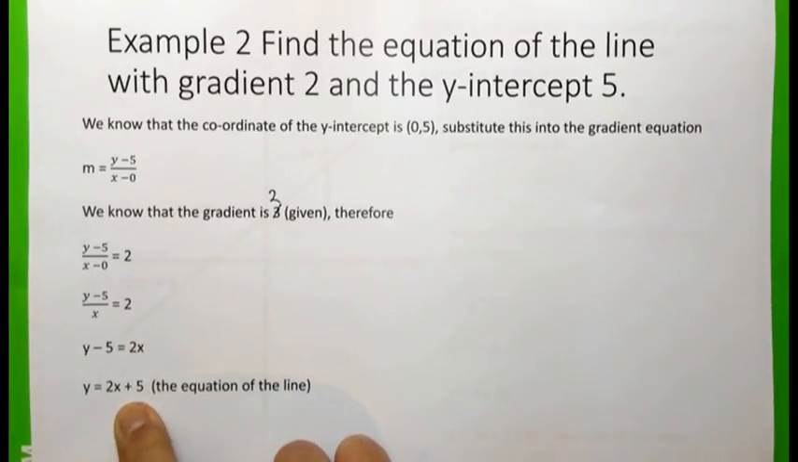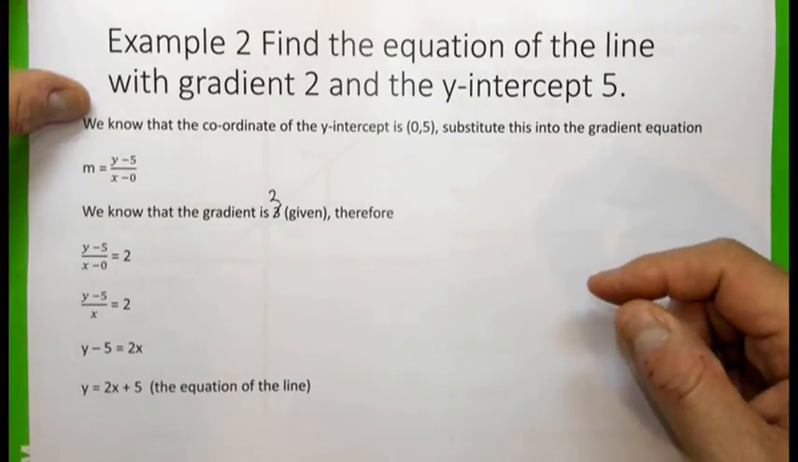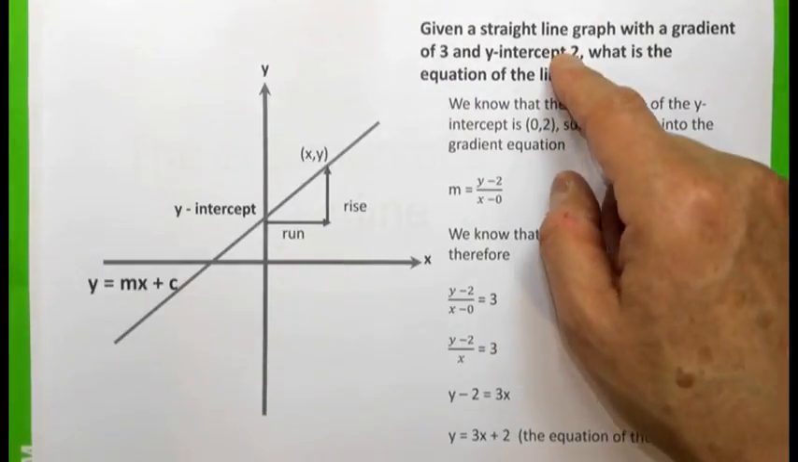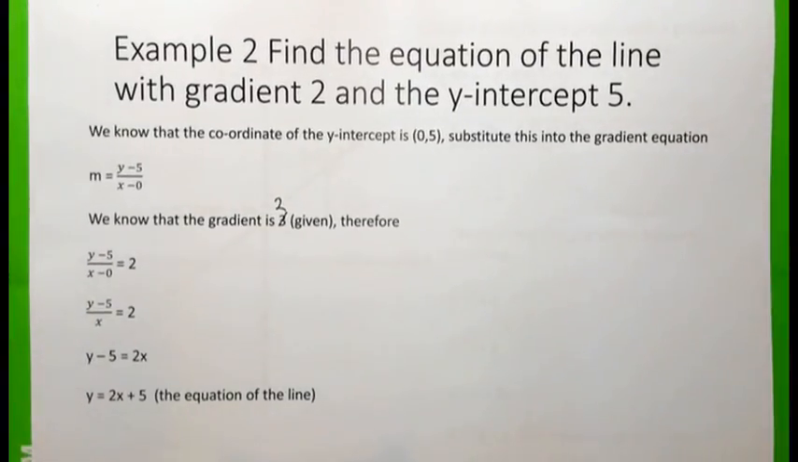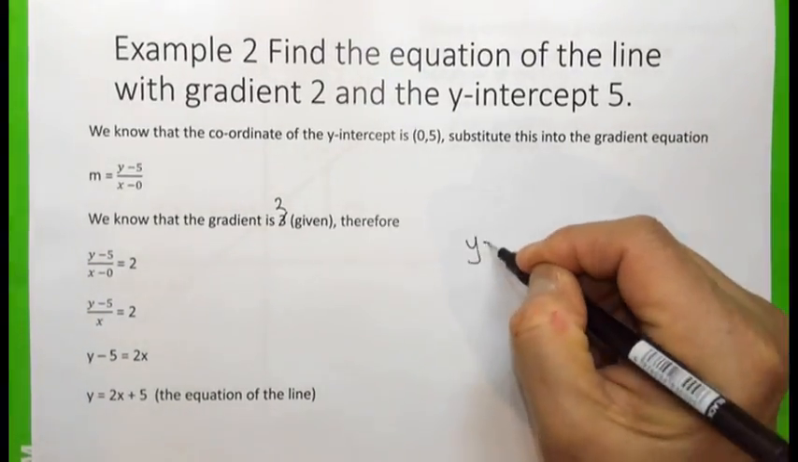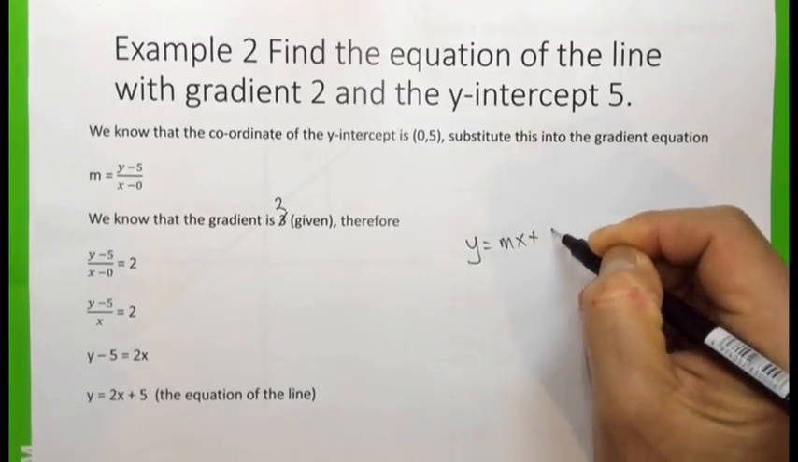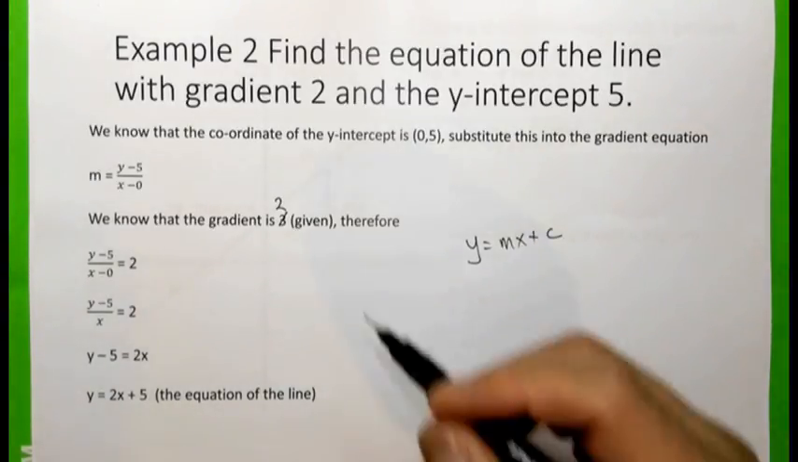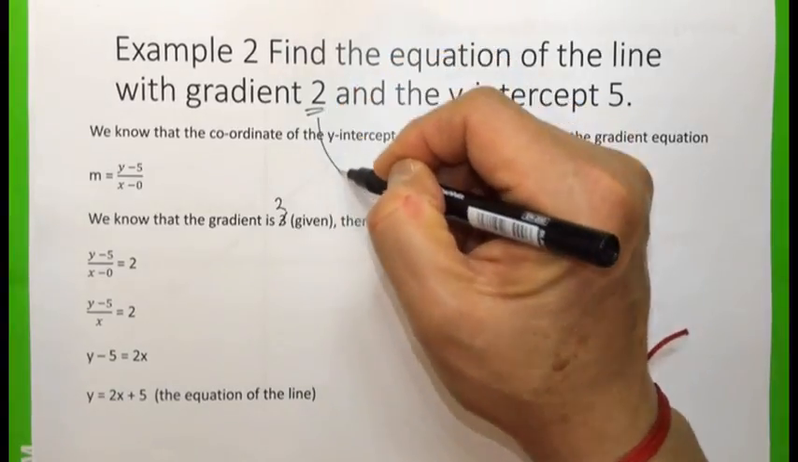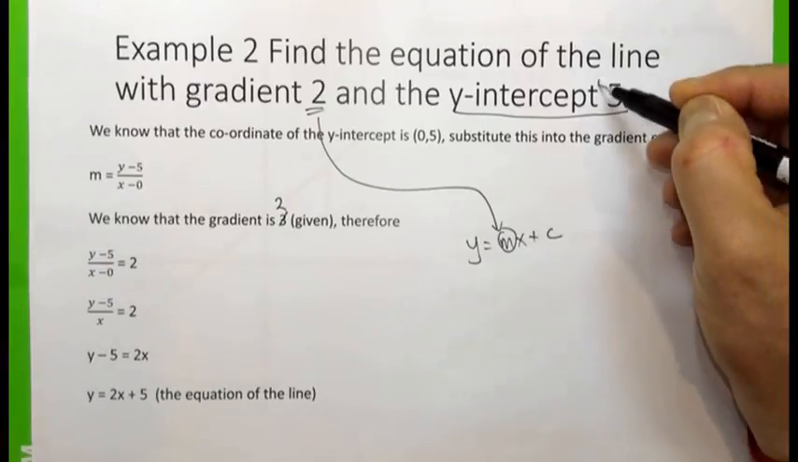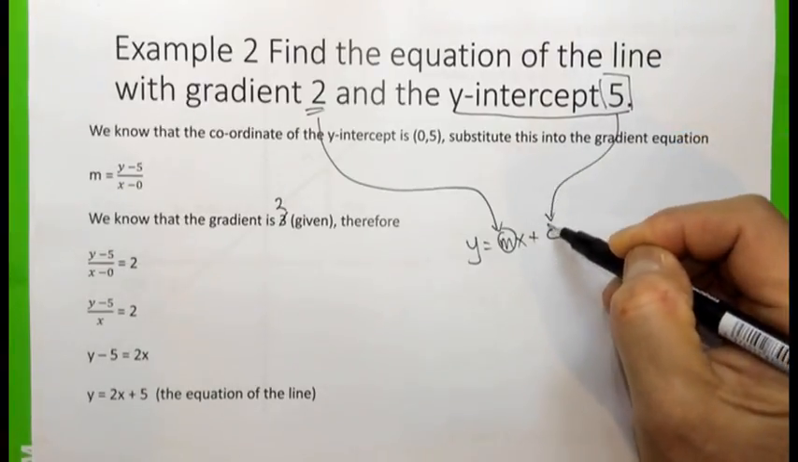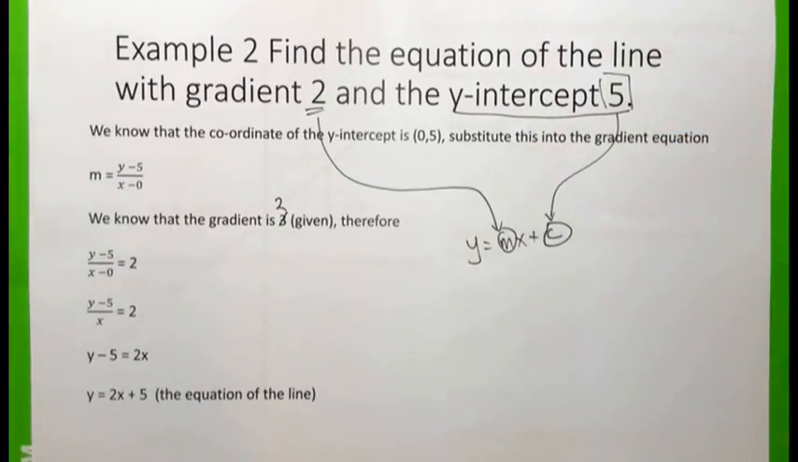So, if you look at these two examples very carefully, what I have done here is look at y equals mx plus c. We substituted the gradient 2 directly into m, and then the y-intercept of 5 directly into c. It's actually a very straightforward process. Let's have a look at another example.